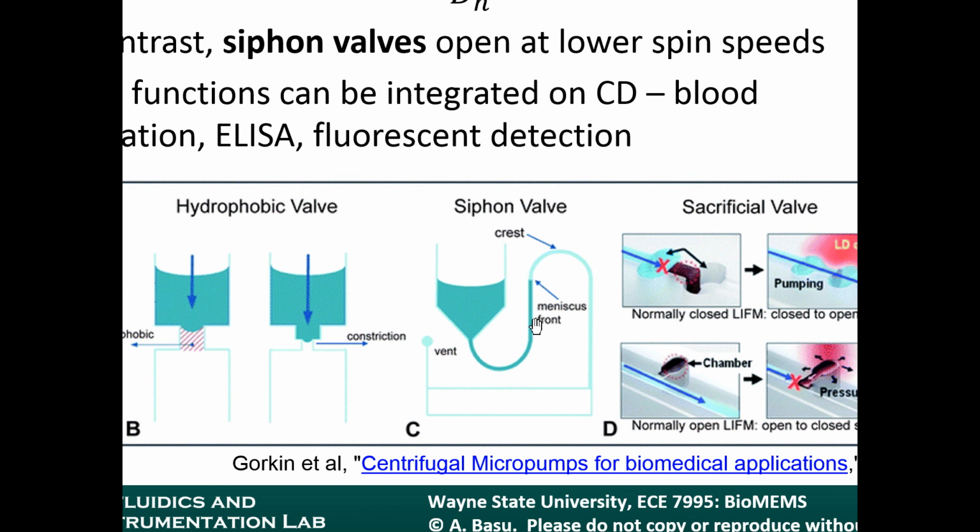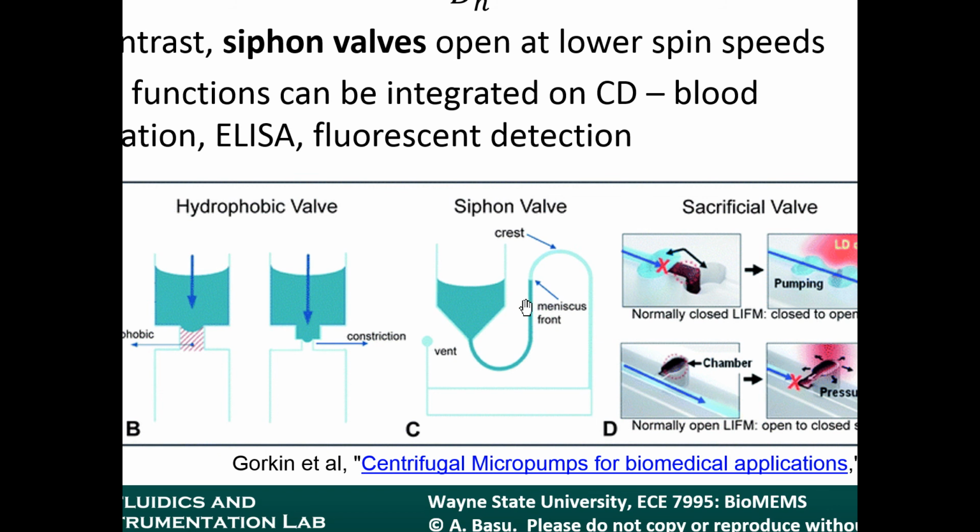Okay, so the key difference is that if the liquid has only filled this portion of the siphon, if it has not gone over the crest, then when a centrifugal force is applied, this is going to actually push back on the liquid and prevent it from going forward, acting as a valve. When you reduce the spin speed, this capillarity is going to bring this liquid around because there's no centrifugal forces to push it back down this way. And the liquid will basically go through your channel.